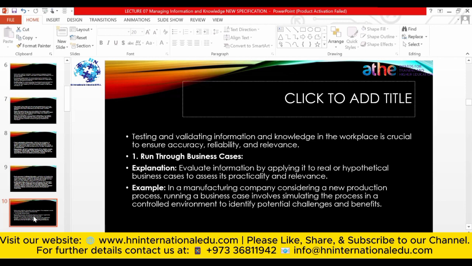For example, in a manufacturing company considering a new production process, running a business case involves simulating the process in a controlled environment to identify potential challenges and benefits. Obviously, it's a manufacturing company. Maybe clothes are getting manufactured, and according to clothes, we're going to have distinctions between them. Maybe long dresses, formal dresses, informal dresses, babies' dresses, adults' dresses. Each kind of manufacturing could happen in that specific firm. So what happens? We want to simulate the process. We want to make it smoother.